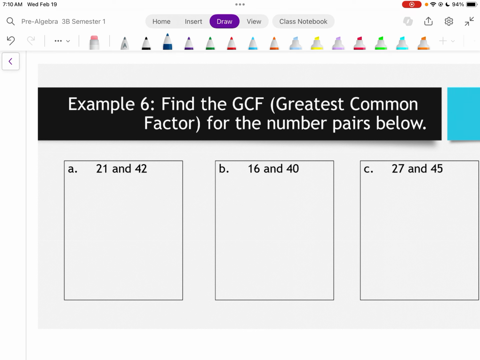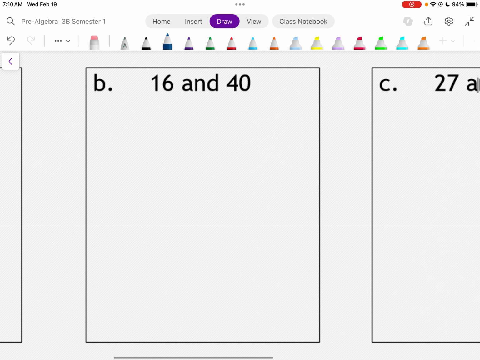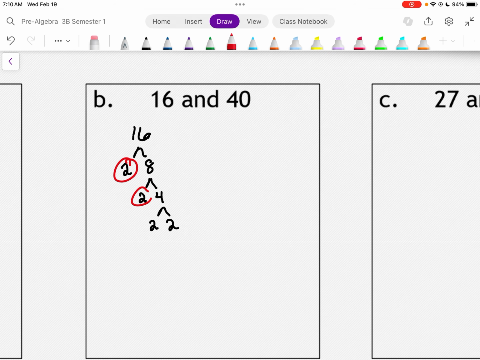Okay. We are going to do letter B together first. So we are finding the greatest common factor of 16 and 40. If we start with 16, that can be factored into 2 and 8. 8 can be factored into 2 and 4. And 4 can be factored into 2 and 2. And all of these are now our prime numbers at the end.